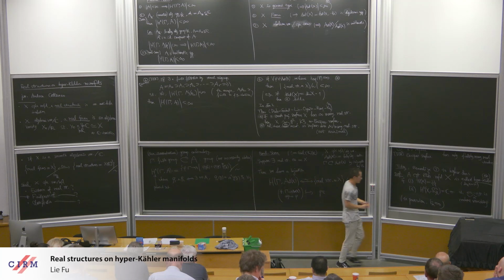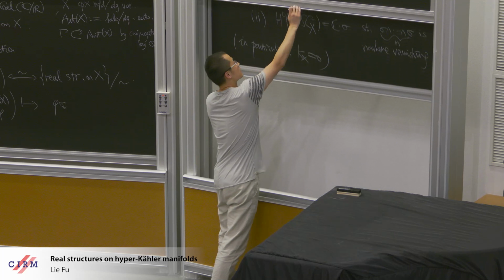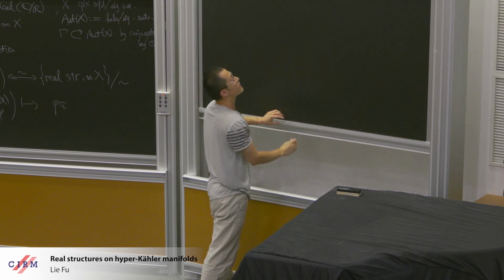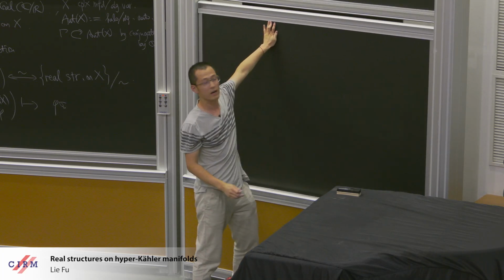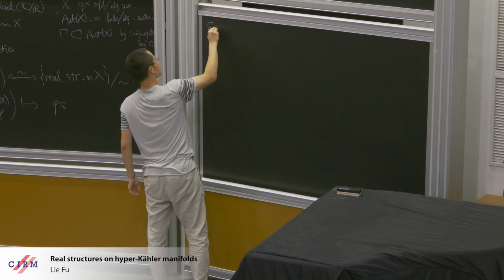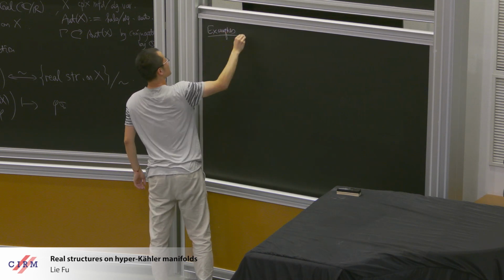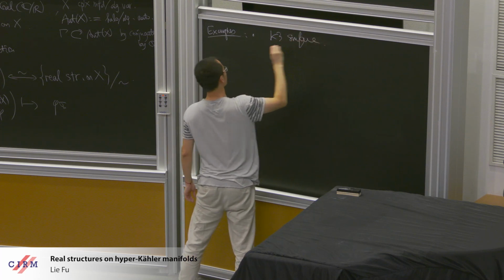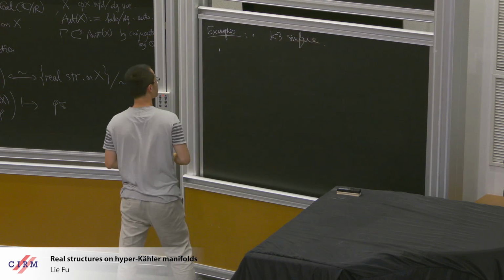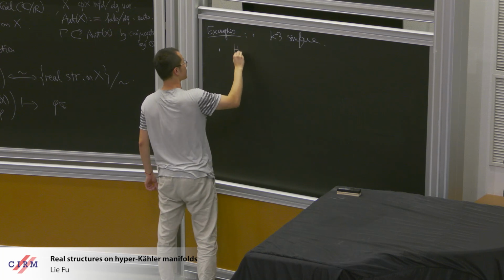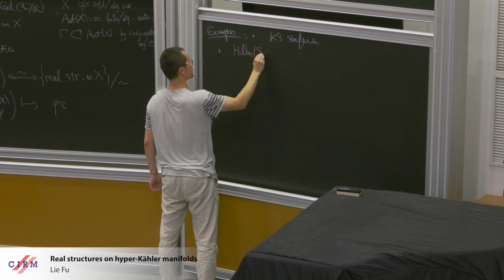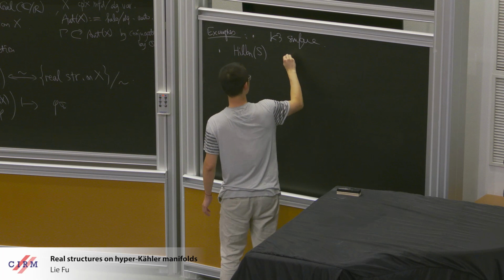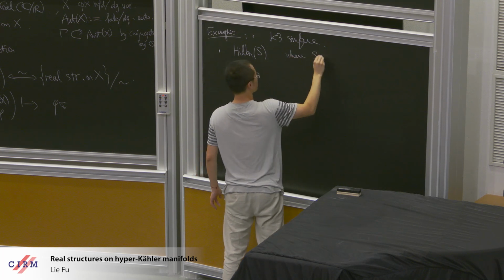Let me also give you some examples, just to give you some ideas. In general, those kinds of varieties are quite difficult to construct, unfortunately. But still, we have some nice examples. In dimension 2, they are just K3 surfaces. Then, if you start with a K3 surface, you can take the Hilbert scheme of points on that K3, where S is K3.